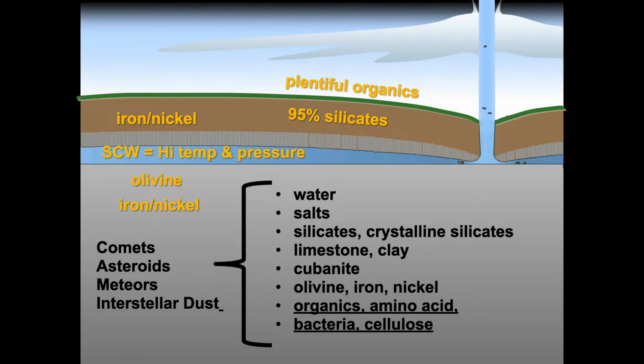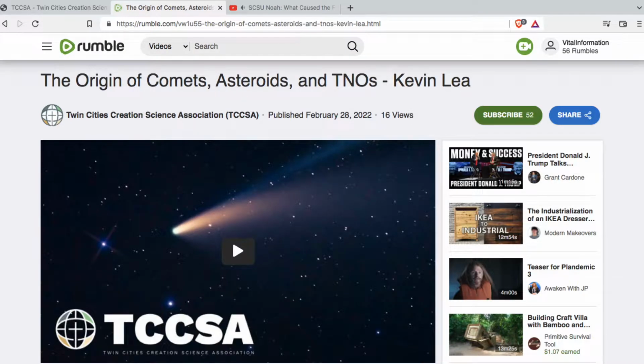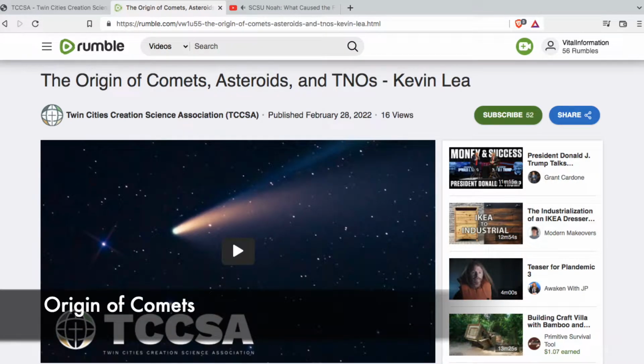And why do comets have stuff from Earth? The water, the salts, the silicates, limestone, clay. Limestone needs to be made in water, by the way. Carbonate, that's the scaling stuff. Olivine, iron, nickel, organics, amino acids, bacteria, cellulose. That's wood. How does that happen? We had Kevin Lee talk at a Creation Club this year too, and he talked about the origin of limestone.